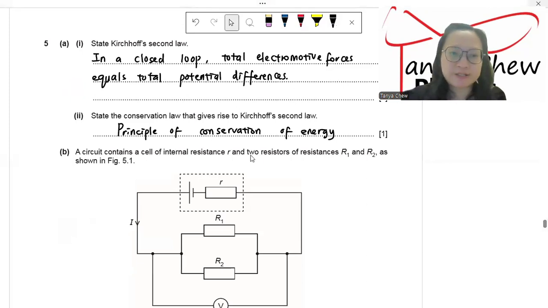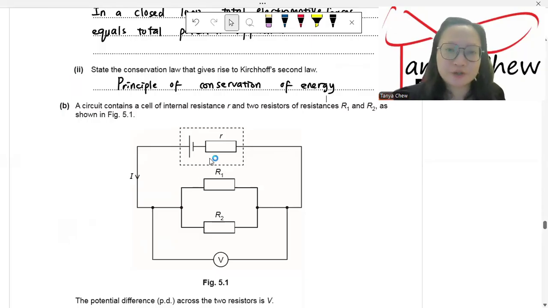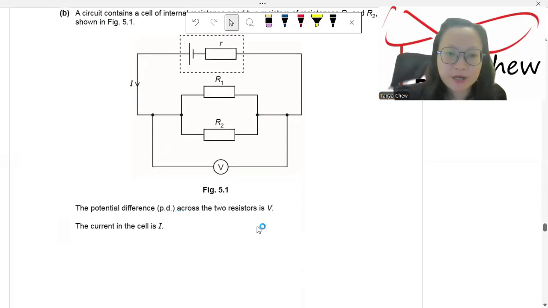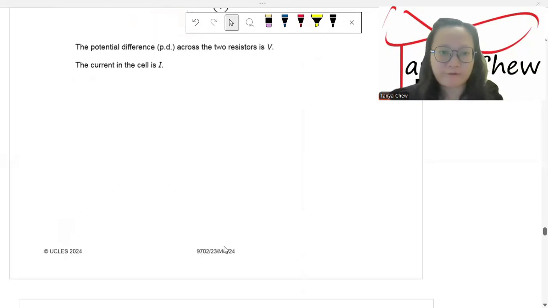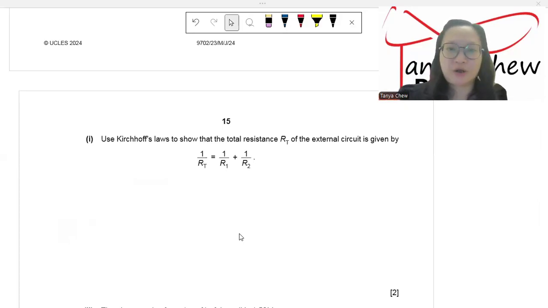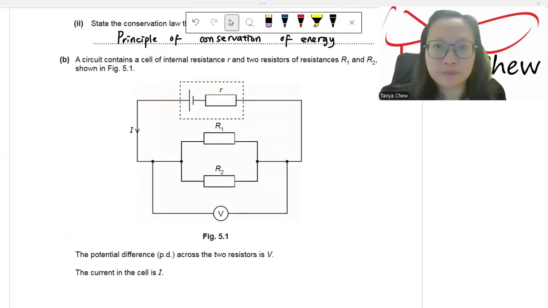B, a circuit contains a cell of internal resistance R and two resistors of resistances R1 and R2 as shown in Fig 5.1. Potential difference PD across the two resistors is V. The current in the cell is I. Okay, fine. First part, use Kirchhoff's law to show that the total resistance RT of the external circuit is given by that expression.